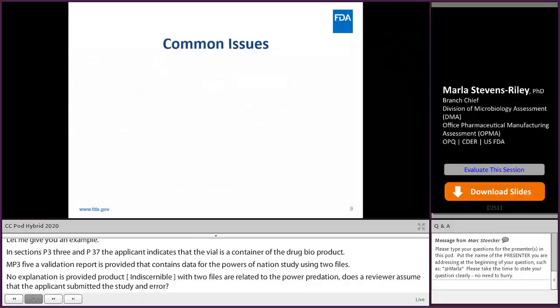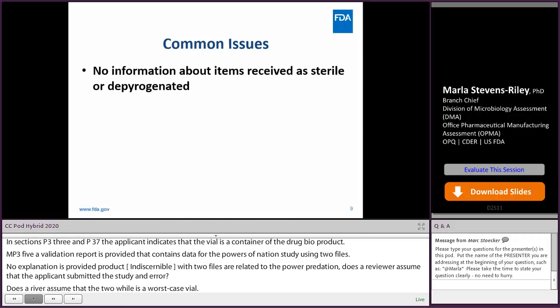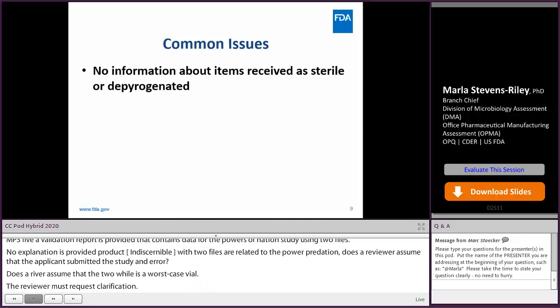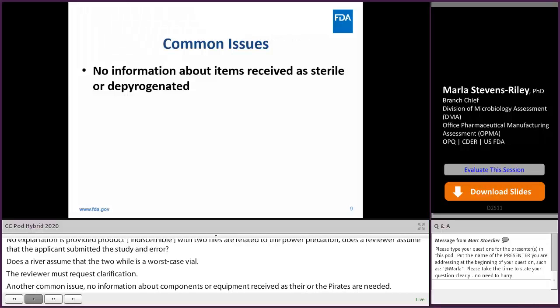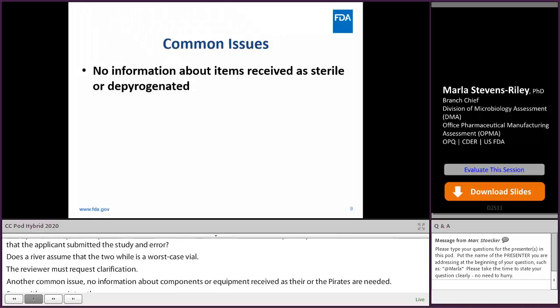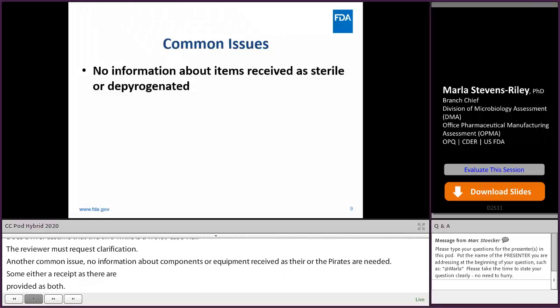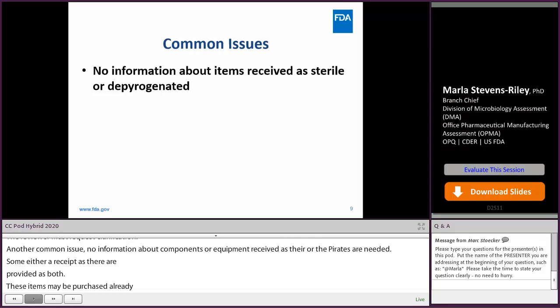Another common issue: no information about components or equipment received as sterile or depyrogenated. Some items are received as sterile or depyrogenated or both. Examples include product stoppers, vials, filters, and single-use bags. These items may be purchased already sterile or depyrogenated, or these items may be purchased and sent for additional processing. In both cases, another entity is performing a manufacturing process for the applicant.